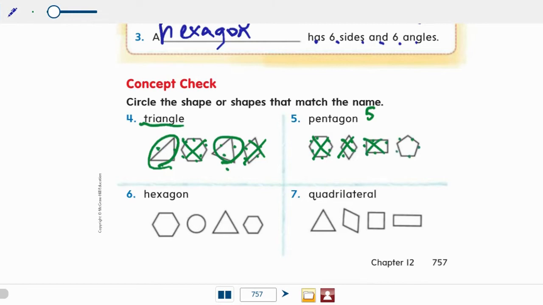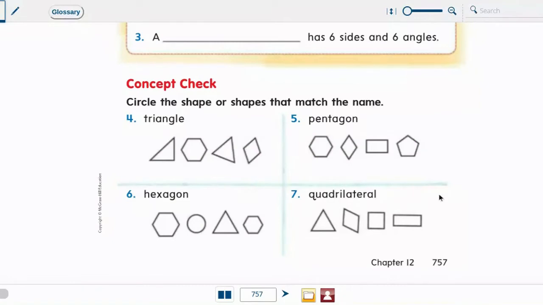One, two, three, four, five. All right, we found one. All right, there is our pentagon. It's right there. It's got five sides, five angles. All right, let's take a look at number six.